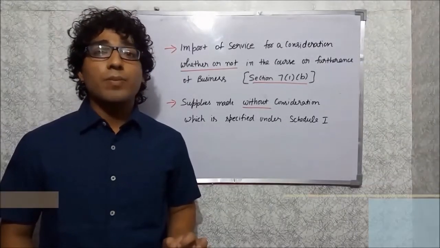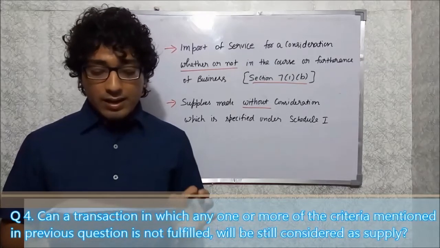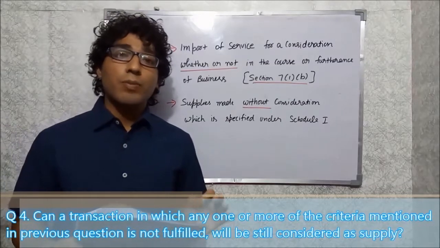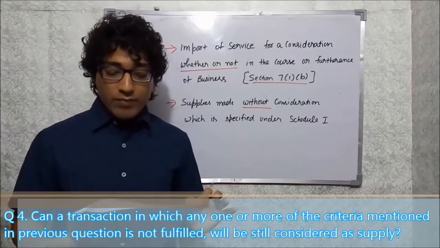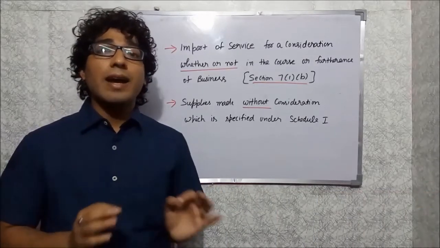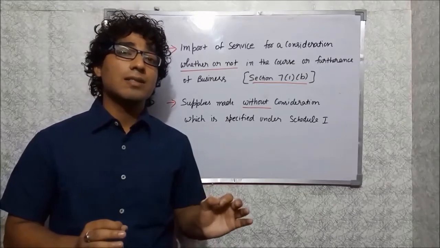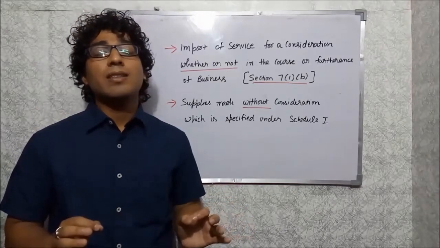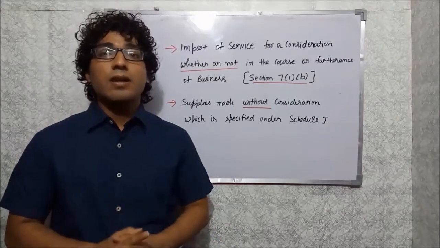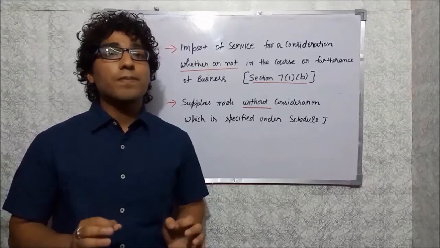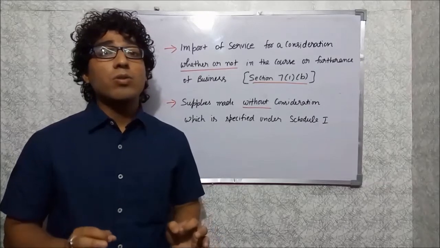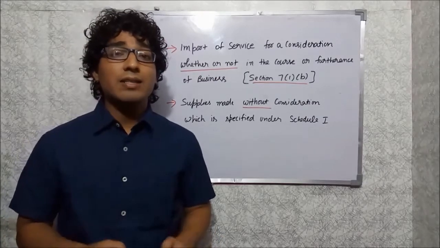And the next question is related to the previous question. It says, can a transaction in which any one or more of the criteria which we have discussed in the previous question is not fulfilled still be considered a supply under GST? So the answer is yes. There are two situations in which the criteria discussed in the previous answer is not followed, and that will still be treated as a supply under GST.